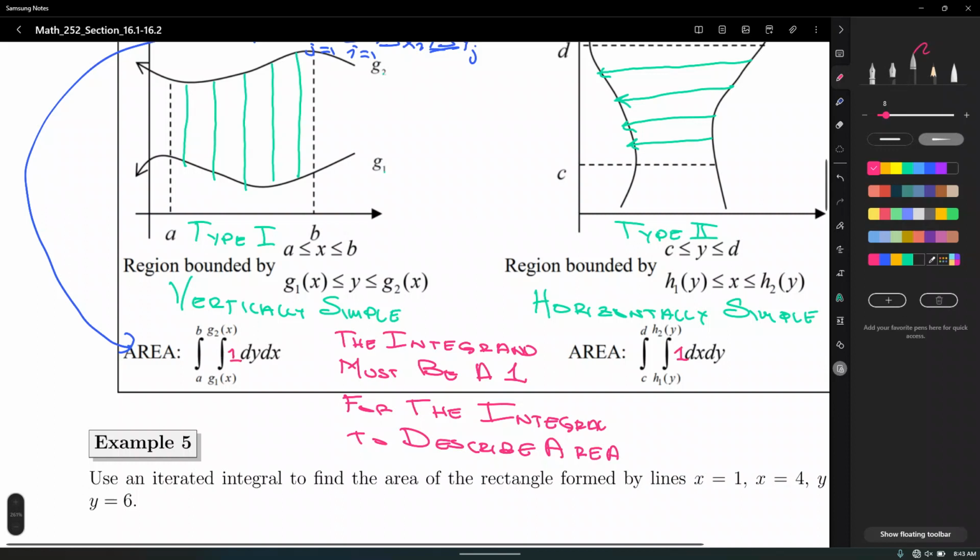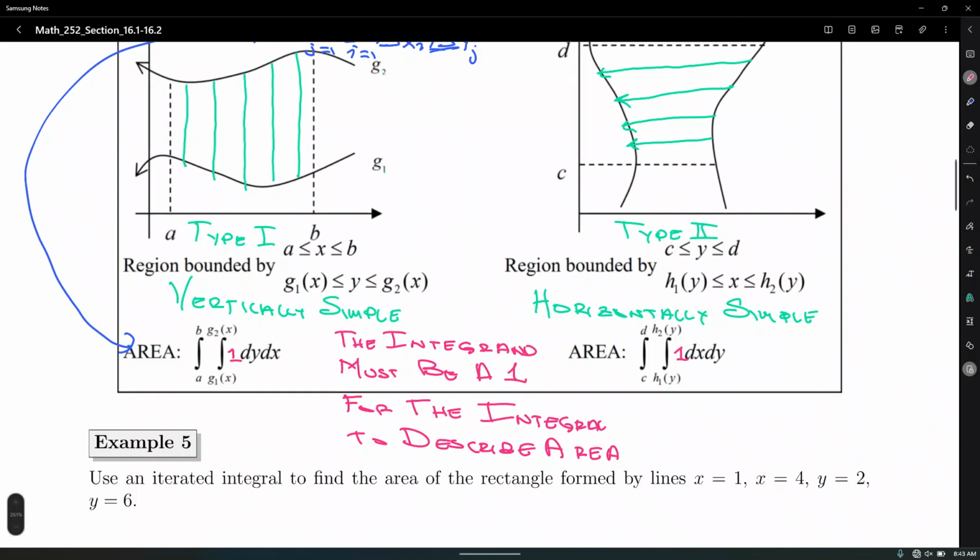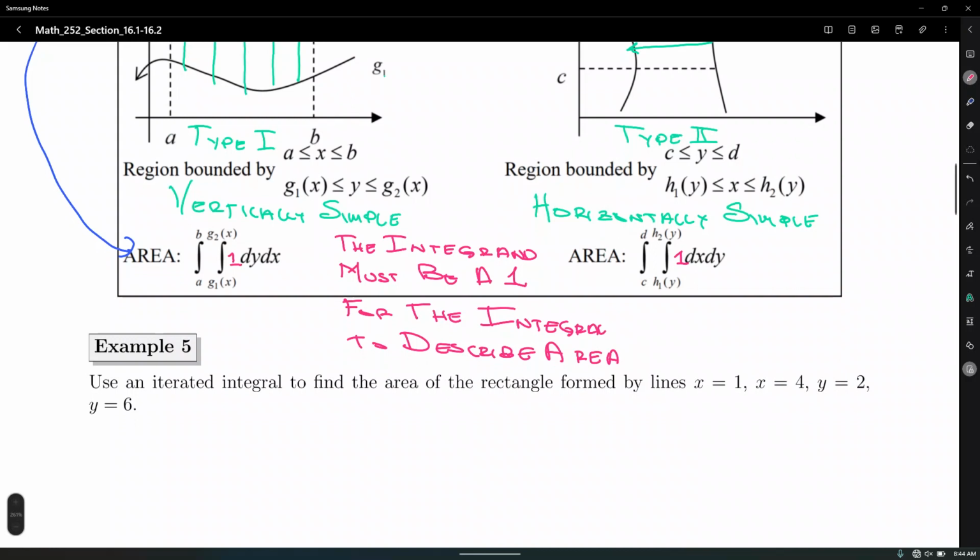If you have something else like an x, like a 7, just a number, 7 for instance, what else? x squared y, or like the functions we have integrated during today, well then that's no longer an area integral. That's something else that we will discuss. There are actually two possibilities for what that integral represents. Okay, so write an iterated integral to find the area of the rectangle formed by the lines x equals 1, x equals 4, y equals 2, and y equals 6.